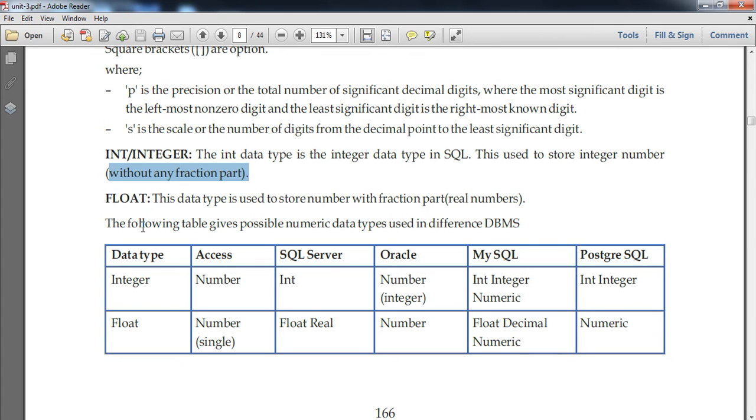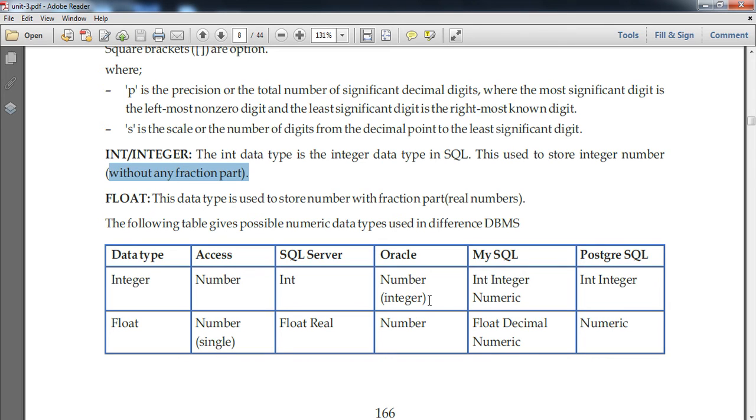The following table gives the possible numeric data types in different database management systems. So you can see this particular table. Here are data types like integer and float. In Microsoft Access, integer is used as number, and float is used as number with single. In SQL Server, we simply use int for integer, and float or real for float. In Oracle, number.